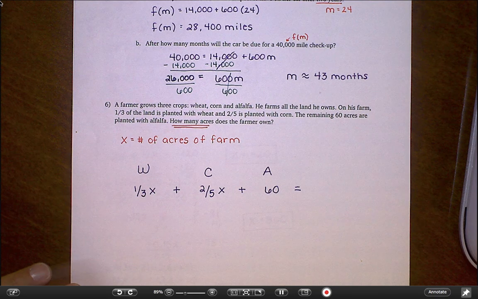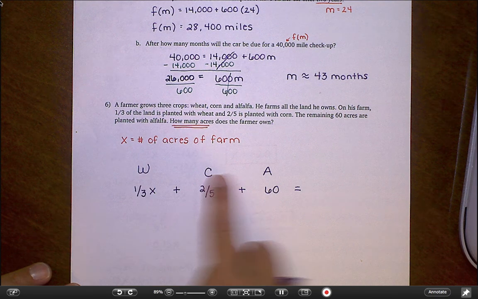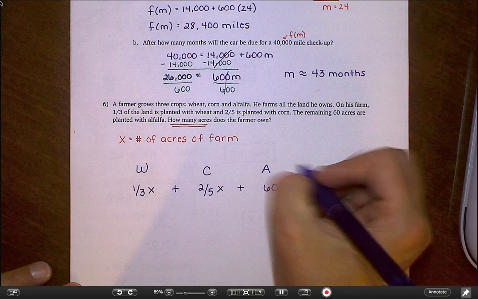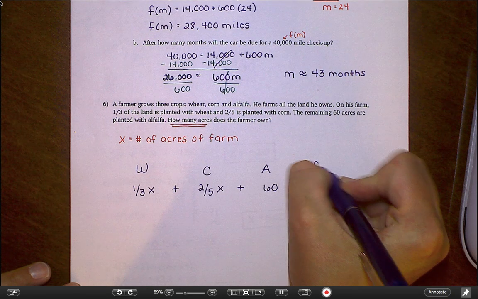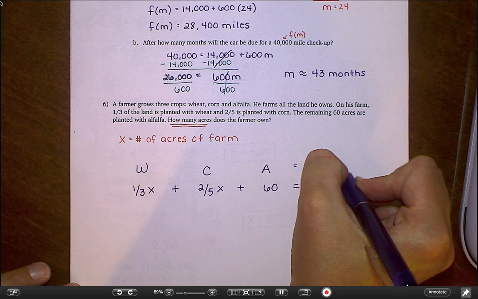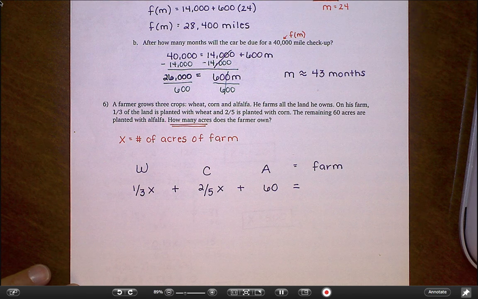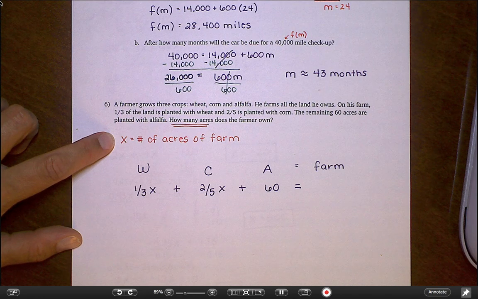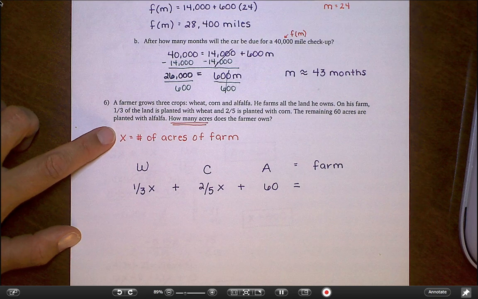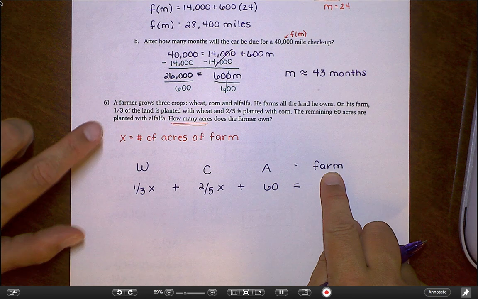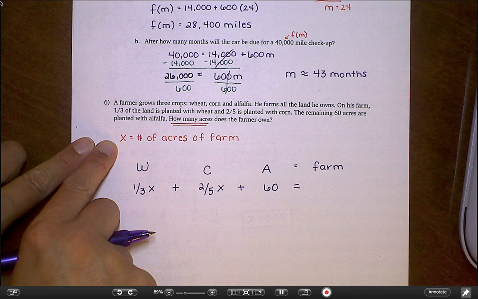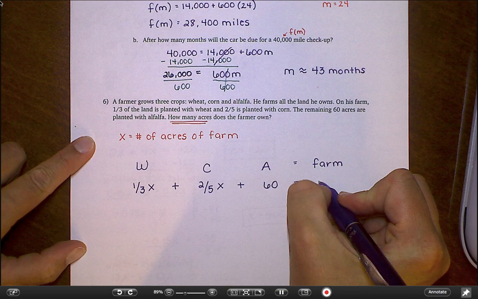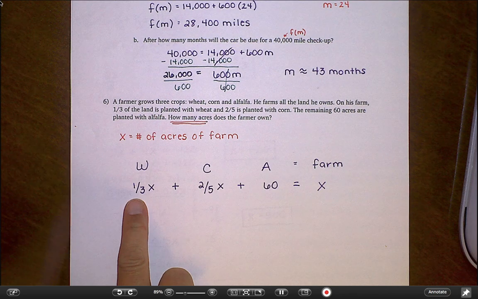Okay, well, if I add together the wheat, the corn, and the alfalfa, we know that should equal the entire farm. So think about what we're using to represent the entire farm. That would be X. And this is another place that defining the variable is helpful to you, because as soon as you get to this, you can say, oh, wait a second, I know how to write that. That's just X. So this is the equation that I'm working with. 1/3 X plus 2/5 X plus 60 equals X.